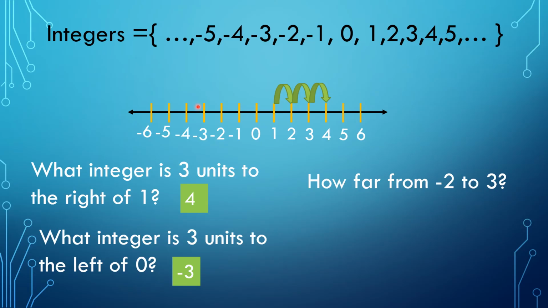Now, my another question is, how far from negative 2 to 3? So where is negative 2? Negative 2 is here. And you're going to positive 3. So how many units there? So 1, 2, 3, 4, 5. So that is 5 units.